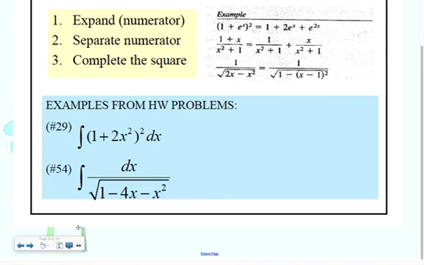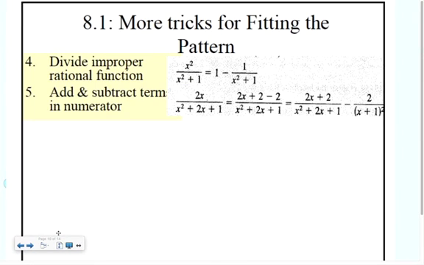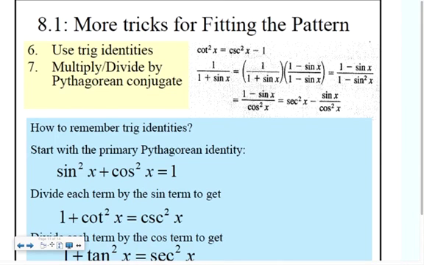So examples from homework, if you saw this first one, what would you do? Expand it. And the second one, what would you do? Well, if you tried u sub, complete the square. Yeah, I'd try u sub first and then eliminate it and then complete the square. Good. Divide improper fractions, so we saw that, and rewrite it in a different form. Add and subtract something in the numerator, so we saw that as well. Use trig identities, we just saw that one. The only one we haven't seen is number 7.